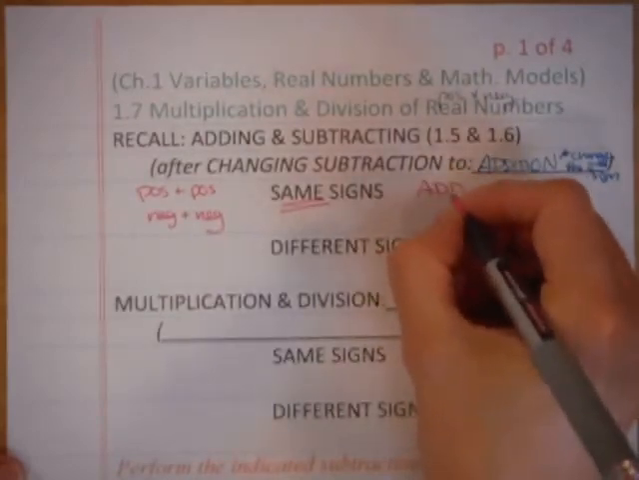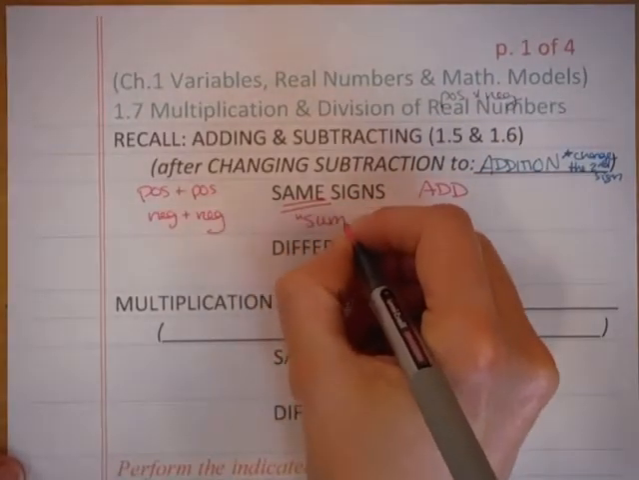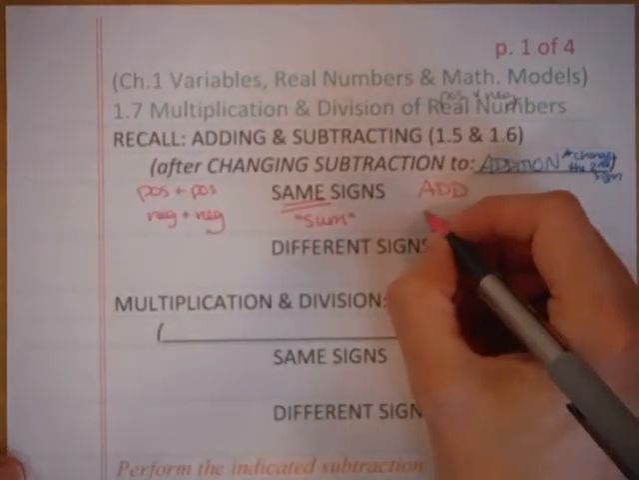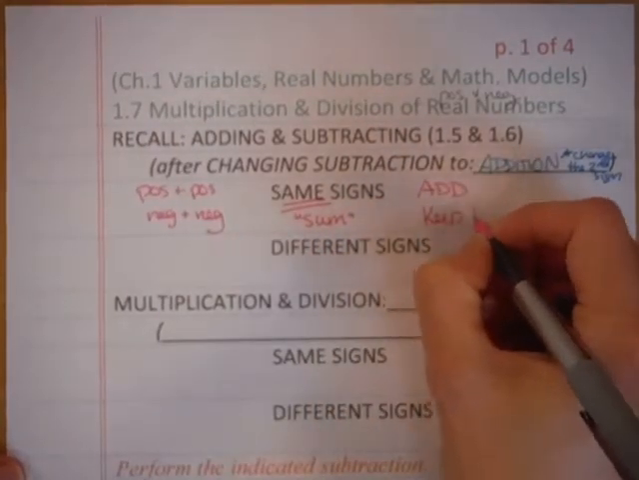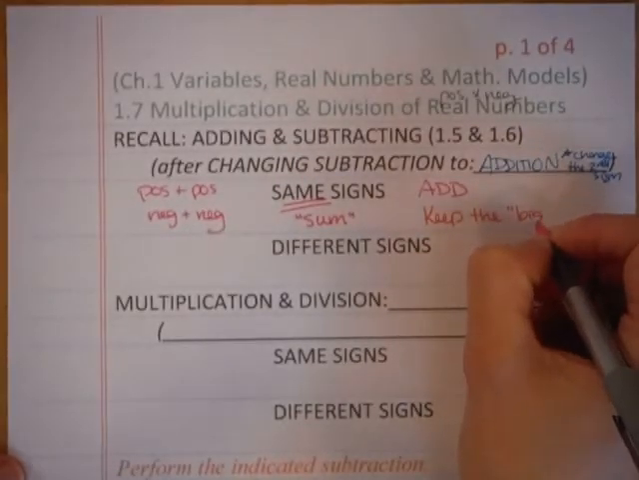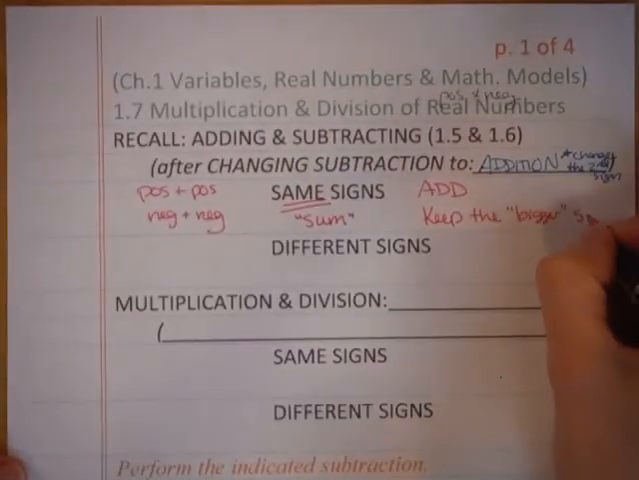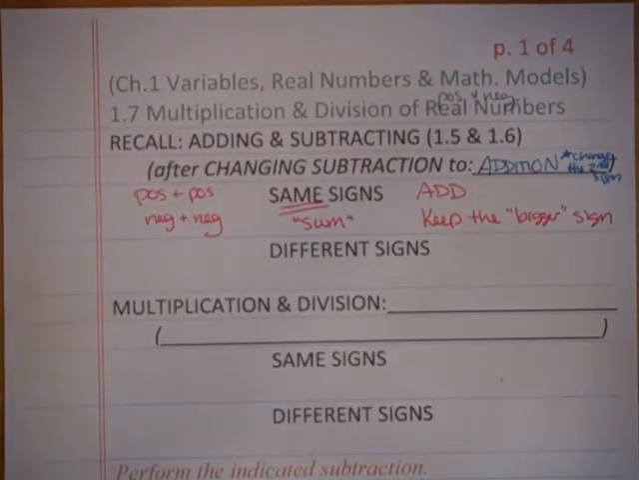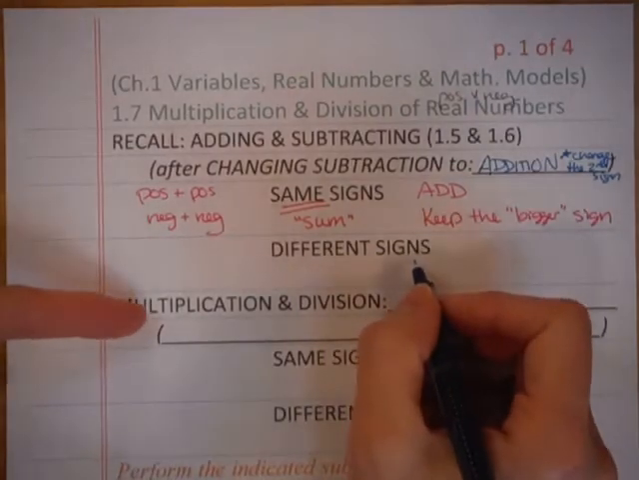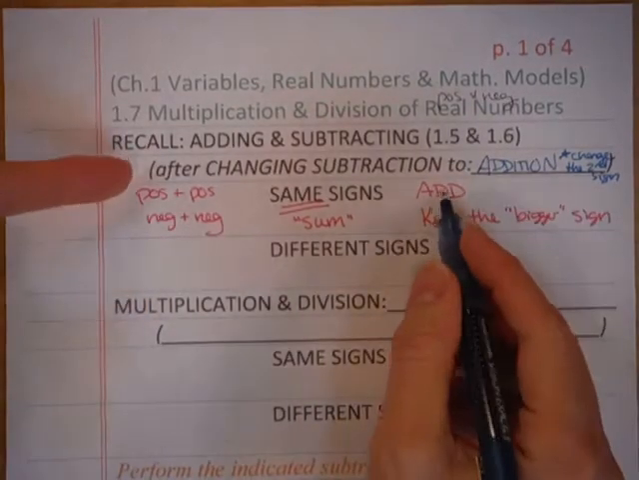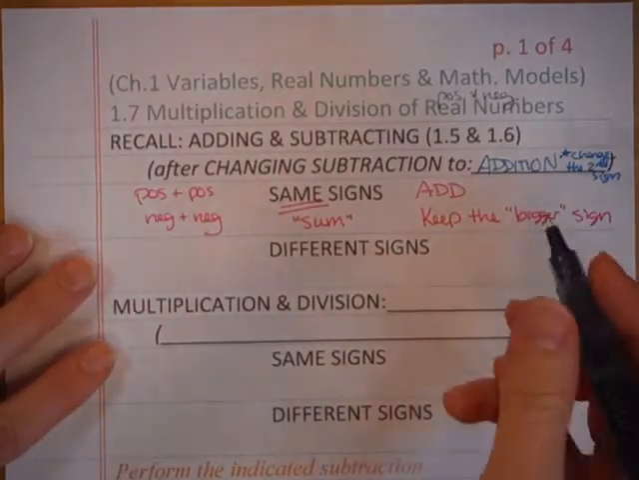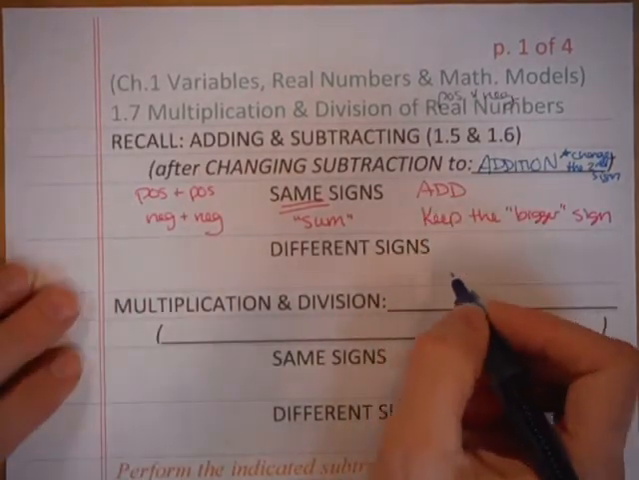Then you're going to add. The little reminder word is sum, same and sum, very similar sounding here. You're going to add the two numbers, and you're going to keep the bigger sign, and I put bigger in quotes because it's the same sign on both numbers, so you just keep that sign. But we write it as keep the bigger sign because then it makes more sense when the signs are different. You still keep that bigger sign. So you really just have to memorize that one rule. You don't have to keep track of which one's bigger, which one's not.